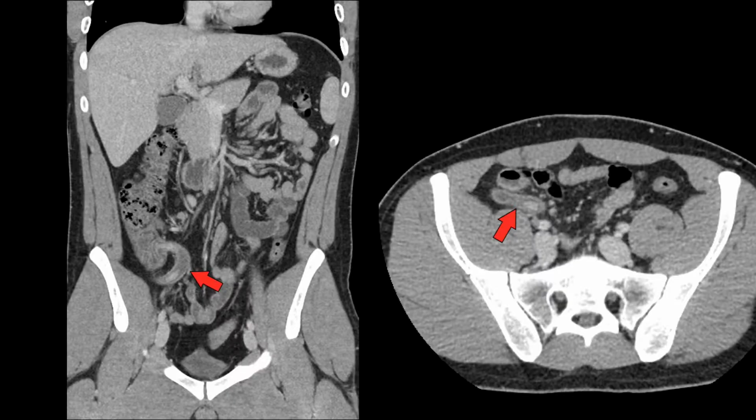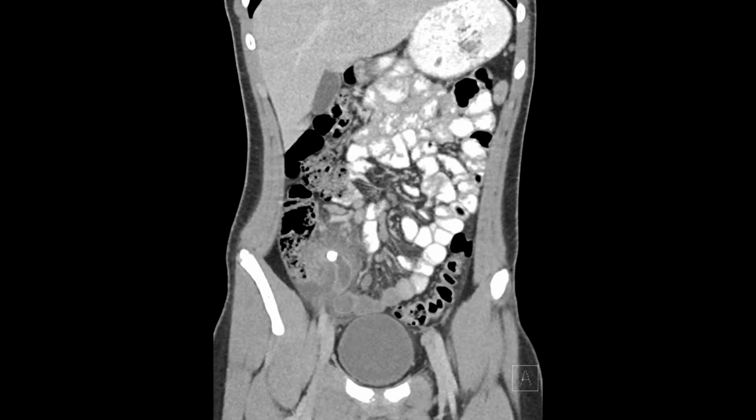Here are some examples of acute appendicitis on CT. You can see the appendix is enlarged and fluid-filled with extensive surrounding fat stranding. Here's another example. In this one, you can see a calcified appendicolith at its base causing obstruction.